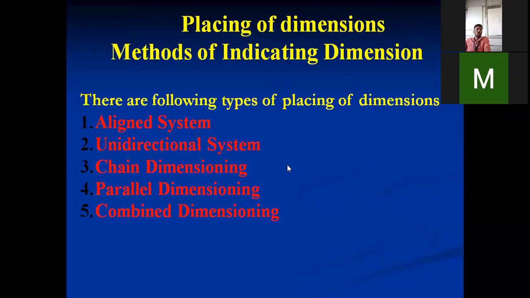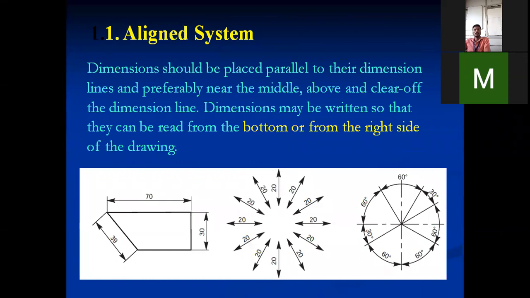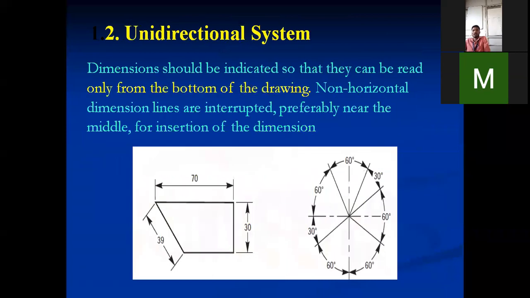So symbol, then placing of dimension, one of the important titles we have discussed. Depending upon the dimension line, how different systems are there, or in the simplest language, how different dimensioning systems are there, or placing of dimension, how dimensions are placed for a drawing, that we have discussed. So different methods are there in that. Again, the aligned system, where we can read the drawing either from the bottom or the right-hand side, and a text is always placed above. That in depth we have discussed.